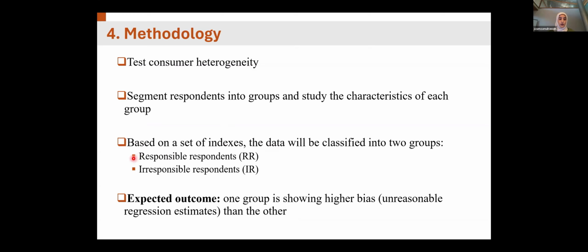The first group will be called the responsible respondents, and it's abbreviated as RR. And the second group is the irresponsible respondents, and it's abbreviated as IR. So what we are expecting from this experiment is that the irresponsible respondent group would show higher bias. That means we are expecting to see some unreasonable regression estimates than the other group.